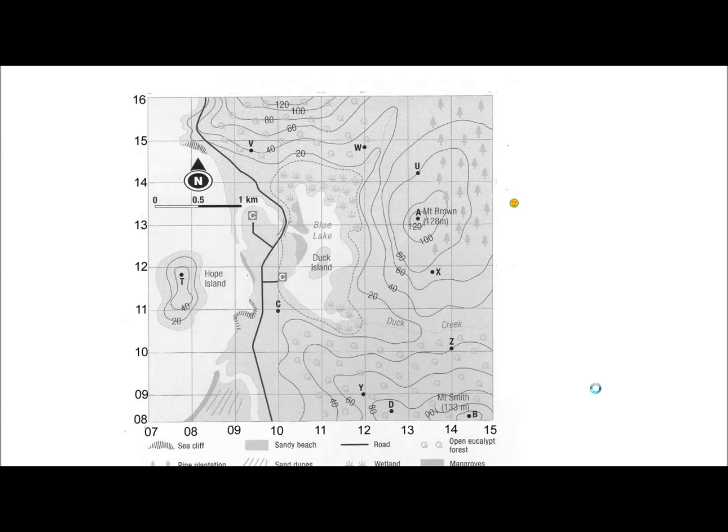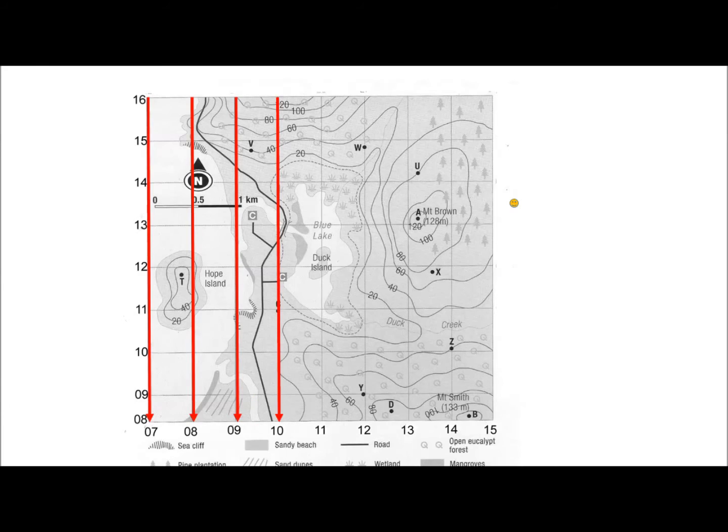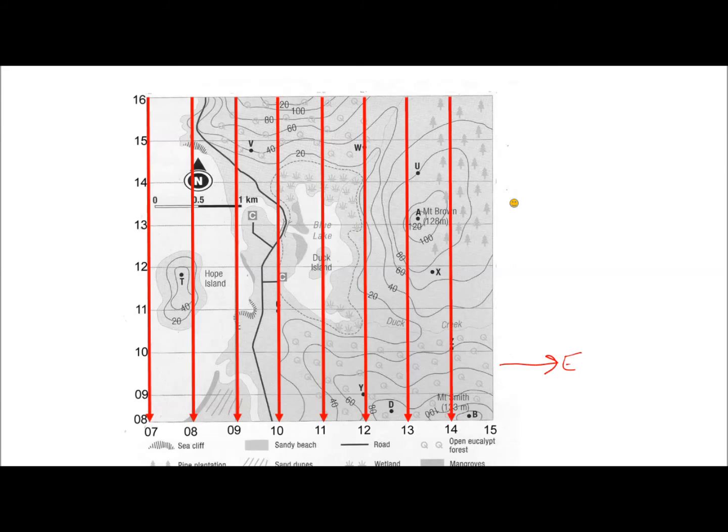Now, as you can see, we've got up and down lines and we've got across lines. And as you can see, down the bottom is 07, 08, 09. All that line is 09, and that next one is 10. You know, that is basically that coordinate. Now, have a look what direction these numbers are going up towards. They are moving up towards the east. Because they're moving up towards the east, they are known as eastings.